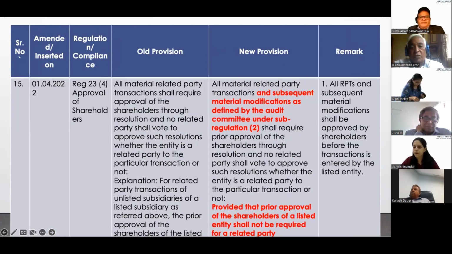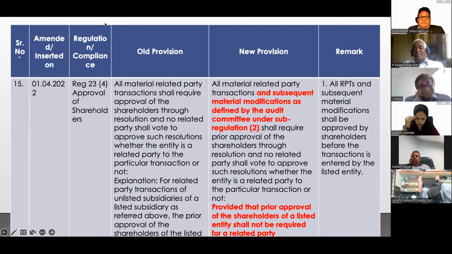One question has actually come. Our company is doing a transaction with a company in which our independent director acts as an executive director. So whether this will be treated as a related party transaction. You have to determine whether it is a related party first. If it is a related party, it is a related party transaction. Under section 2 subsection 76, you have to determine whether the independent director is your related party. Correct.